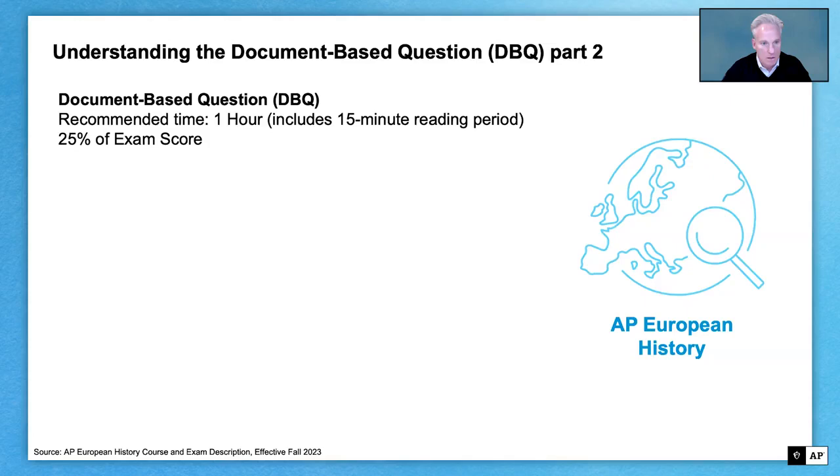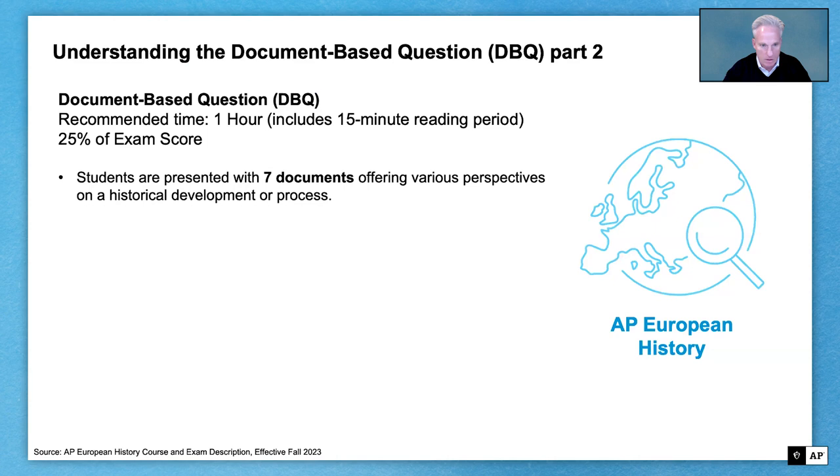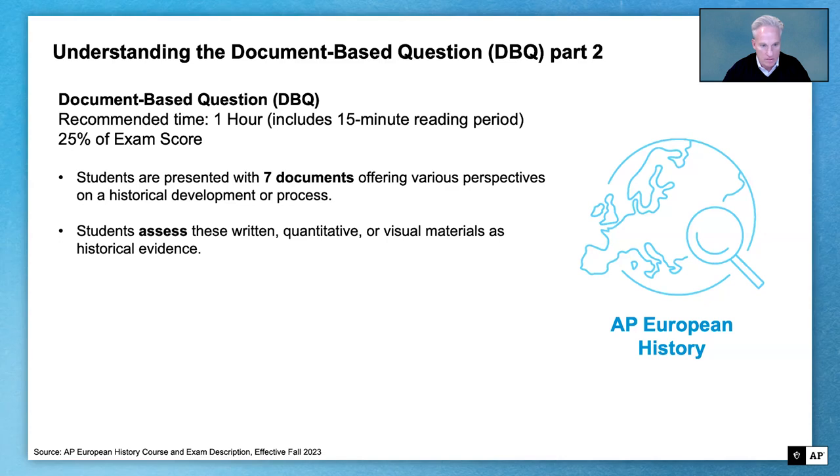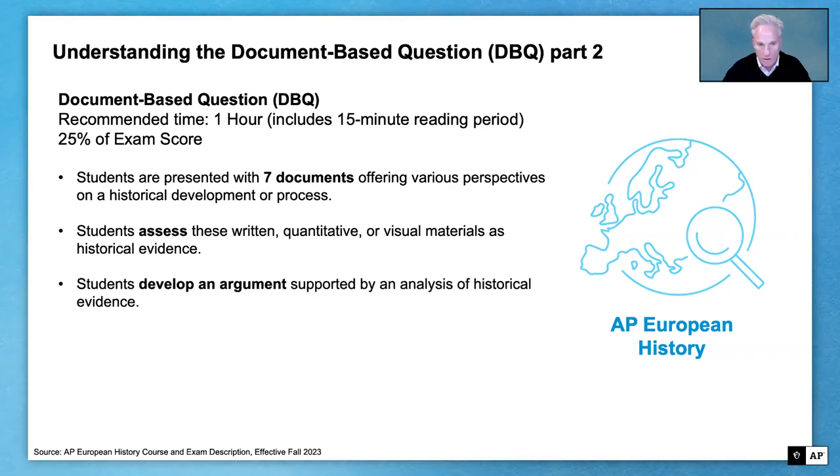And today we are talking about the document-based question. It counts for 25% of your total exam score. Students are presented with 7 documents that offer various perspectives on a topic. That's what a DBQ is. You are going to read those and assess the written, quantitative, or visual materials. There will be one document that is a visual of some kind, either an image or a data set.